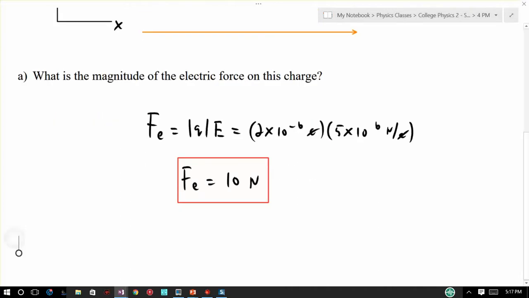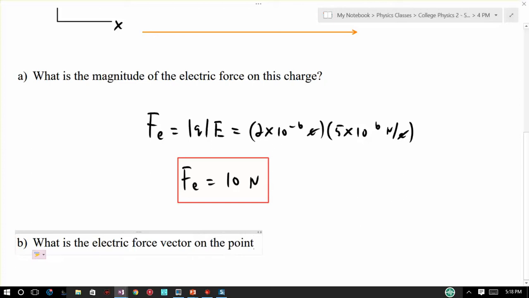All right, the next part, remember, force is a vector, and a vector is 2 things. The amount, which we found, but we also have to find the direction. So the next part, it looks like the same question, but it's a slightly different question. So what is the electric force vector, not the magnitude, meaning how much is it, but in what direction does it go, on the point charge?